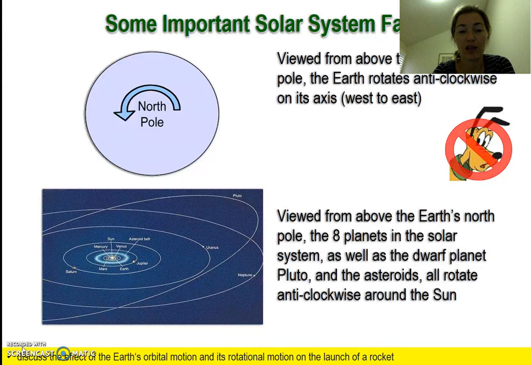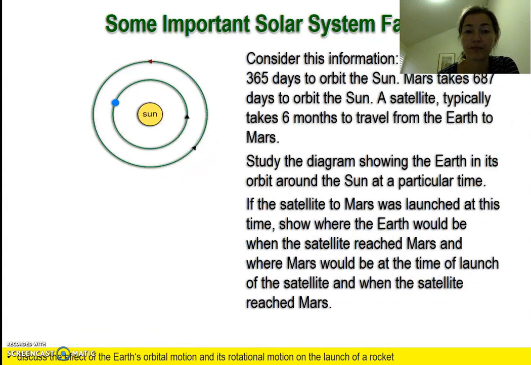If we are viewing the Earth from above, then it is rotating on its axis in an anti-clockwise direction. And if we consider Earth's motion around the Sun in our solar system, it is also orbiting in an anti-clockwise direction. So let's consider these two pieces of information and use them to help get the best possible start in our journey away from Earth towards other planets.